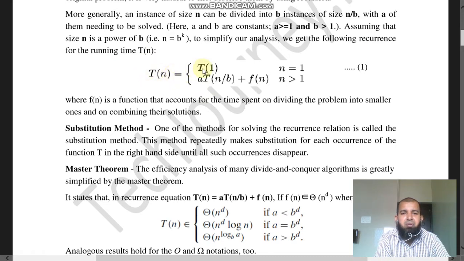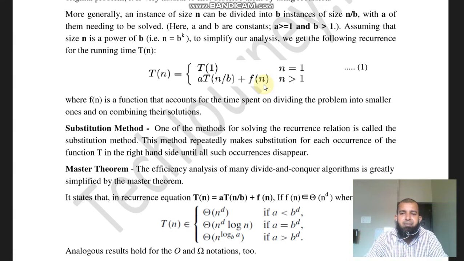T of n is equal to T of 1 if n equals 1. If n is greater than 1, then T of n is equal to a T of n by b plus f of n, where f of n is the function that accounts for time spent on dividing the problem into smaller ones and combining their solutions. So f of n is what? The time spent dividing the big problem into small problems, finding the solutions, and later combining them.